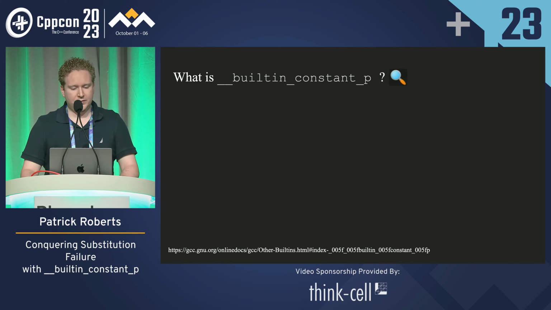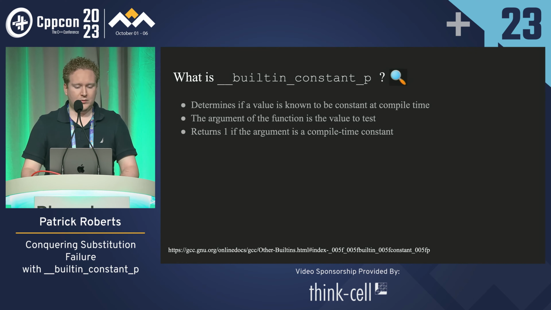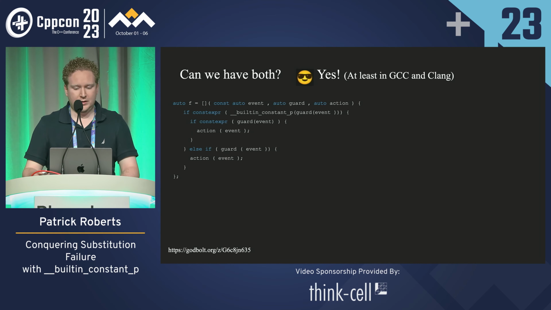And so we have this intrinsic called __builtin_constant_p. It determines if the value is known to be constant at compile time. The argument of the function is the value to test. It returns 1 if the argument is a compile time constant, otherwise returns 0. So this is almost exactly what we need.